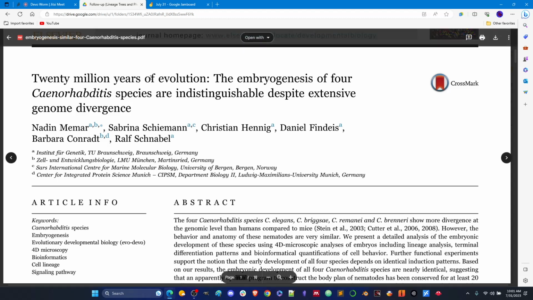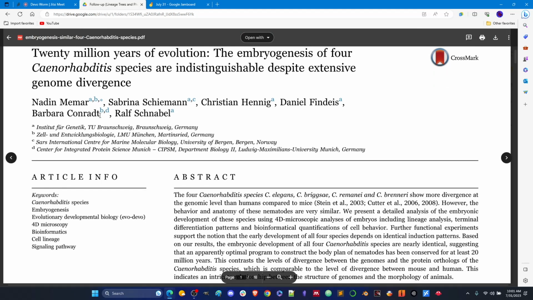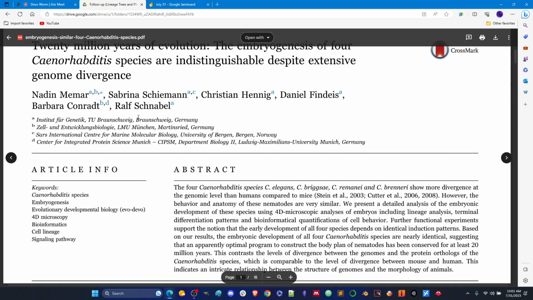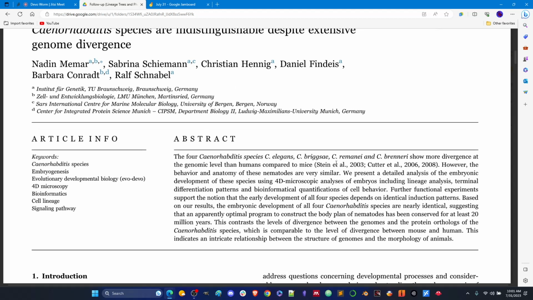elegans and I think 3 other species. So this is called 20 million years of evolution: the embryogenesis of 4 Caenorhabditis species that are indistinguishable despite extensive genome divergence. So what they're looking at in this paper is they've identified 4 Caenorhabditis species.